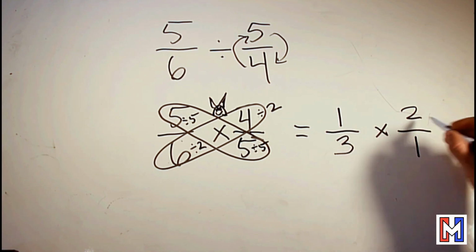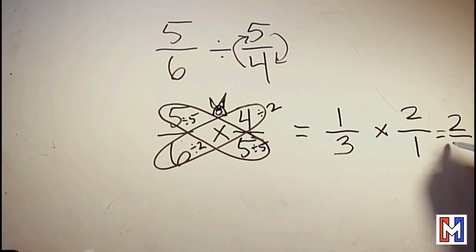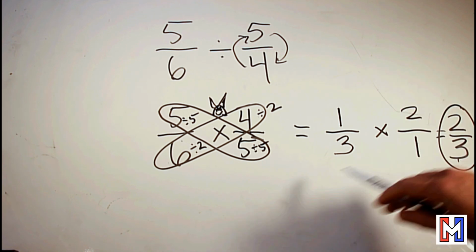So 1 times 2 is 2. 3 times 1 is 3. So we have 2/3. And I know, just like before, we had 2/3. 2/3 is in simplest form. I know that because the only factors for 2 are 1 and 2. And we know 3 divided by 1 is 3, so we're not going to use 1. But 3 divided by 2 doesn't work. It doesn't divide evenly. So this is our answer. And that's it for today.